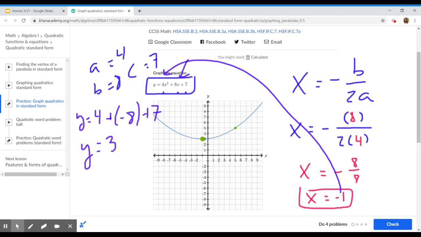From there, I'm going to pick any other input, and 0 is normally the easiest. I'm going to plug in 0 here. I would have a point at 0, 7, and that's what my parabola should look like.